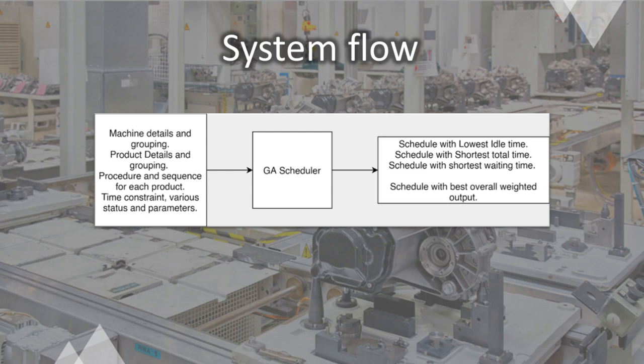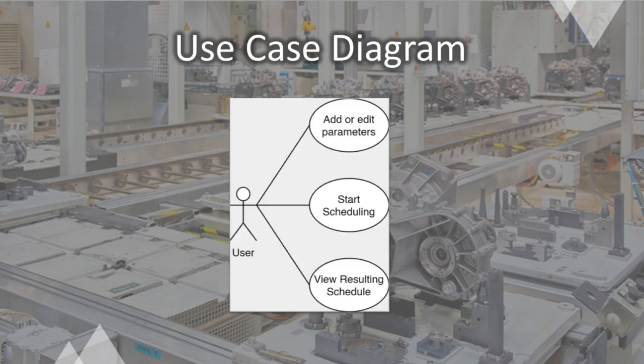Now, this is the general flow of my system. The scheduler will take machine detail, product detail, procedure, etc., process it and produce an output, which is our optimized schedule. Then it will save the schedule into our database. There is only one user for the system, who can manage input, trigger scheduling, and view schedule.